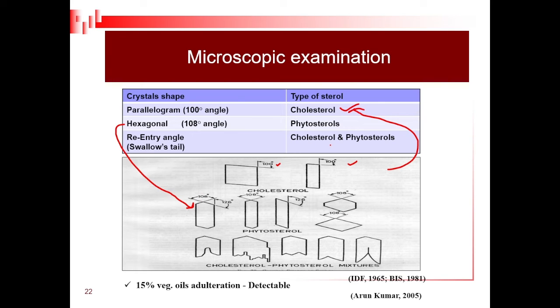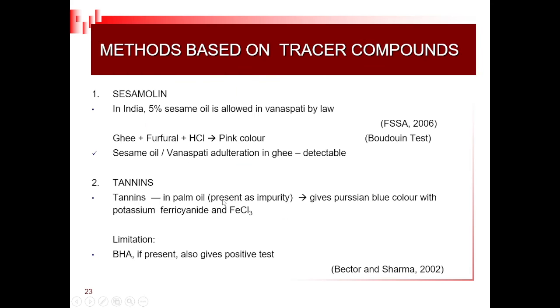But when it is a mixture, that is, vegetable oil has been added into it, then the cluster will have a swallowtail re-entry angle. So you can see that there are re-entry angles. The structure will be like this. If vegetable oils have been added into the ghee, and then we isolate the sterols and observe the crystals under the microscope, the adulterated samples will show this type of structure for the sterols. And by this microscopic examination method, 50% of vegetable oils can be detected in ghee.